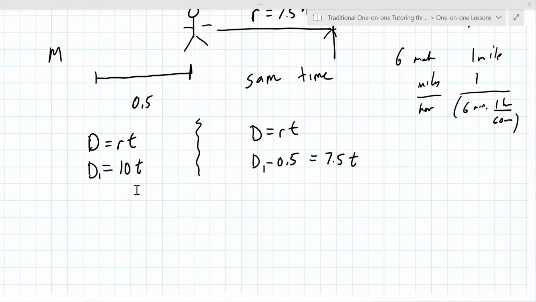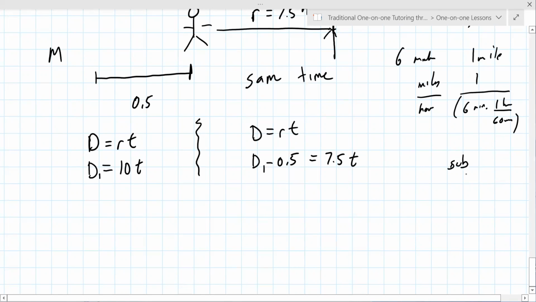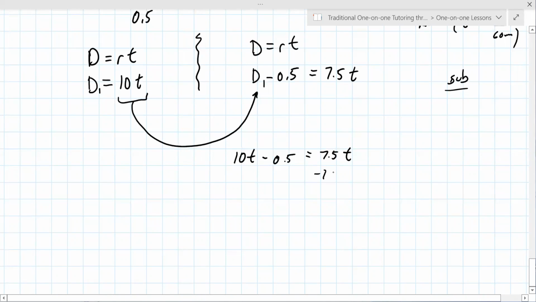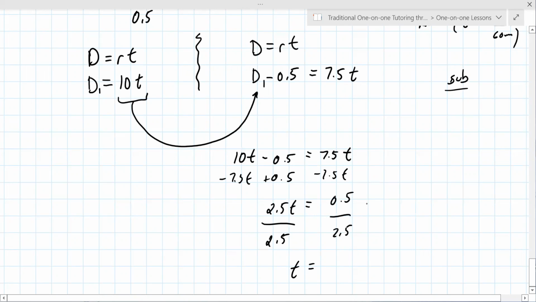To solve this, you have a number of methods at your disposal. You have substitution, which is the main one you're going to use. So you put that 10t in for D1. So 10t minus 0.5 equals 7.5t. Subtract the 7.5t from both sides. Add the 0.5. So you have 2.5t equals 0.5. Divide both sides by 2.5, and t equals 1/5.